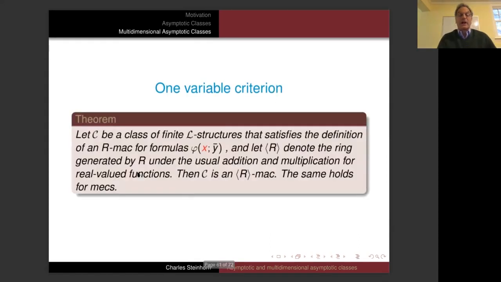So continuing, as I mentioned for asymptotic classes, showing that a class is a multidimensional asymptotic class reduces to formulas in one free variable. So you let the parameter set have any m variables, and you're just looking at solutions to formulas in one variable. But here you have to take the ring generated by your set R of functions under the usual addition and multiplication for real valued functions. And then you can show that C is an R MAC. So you just have to extend slightly the class of formulas that you need in order to get a full MAC working from the one variable condition.